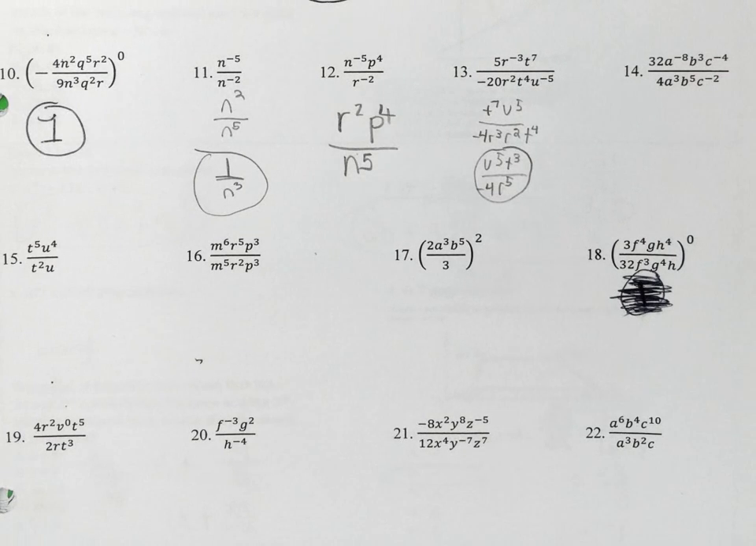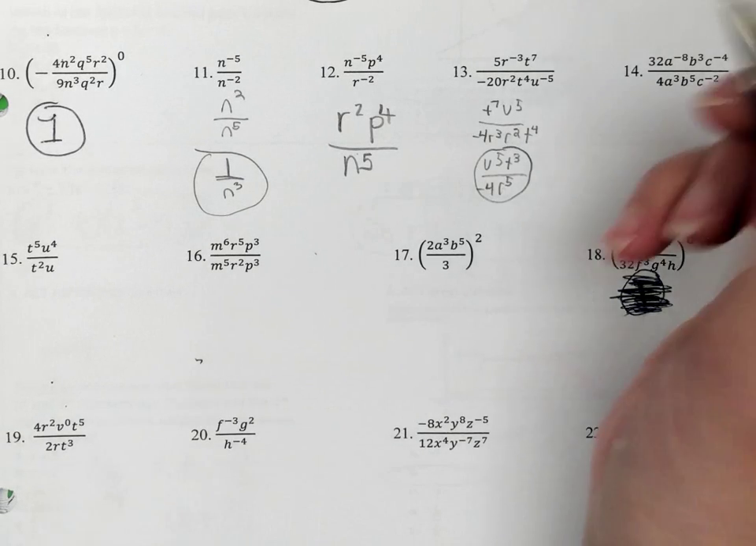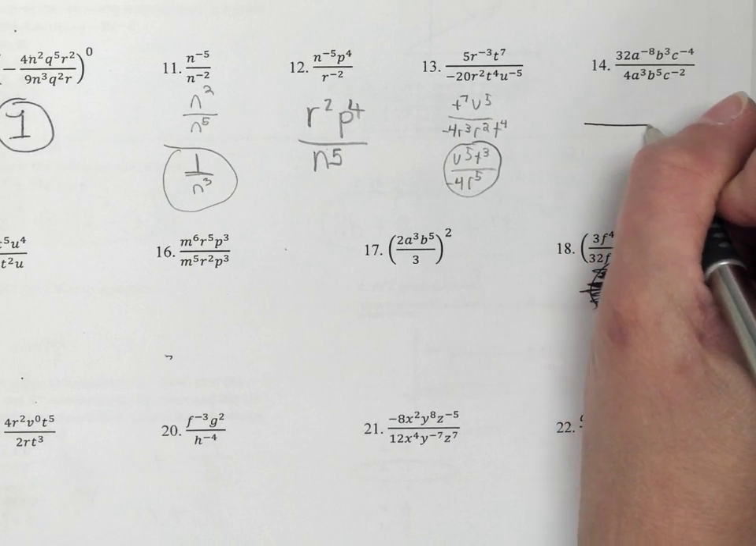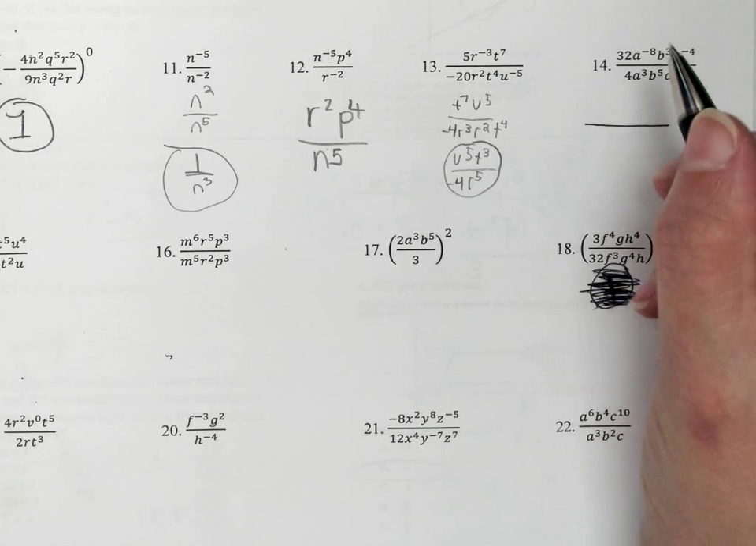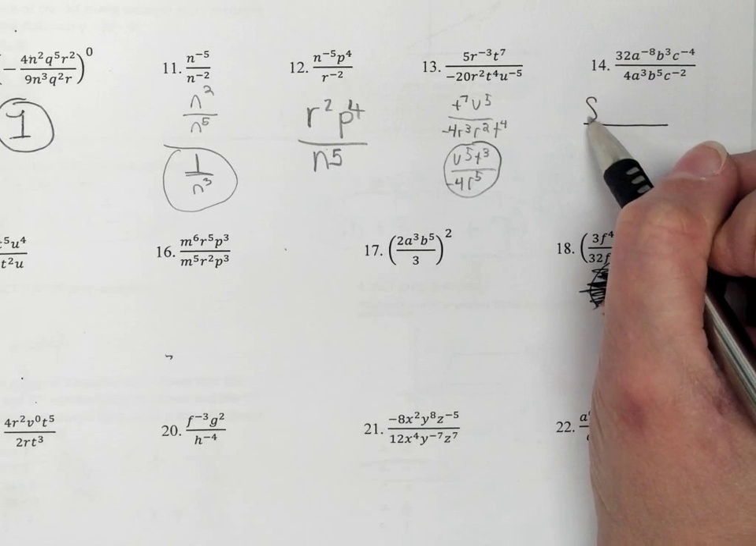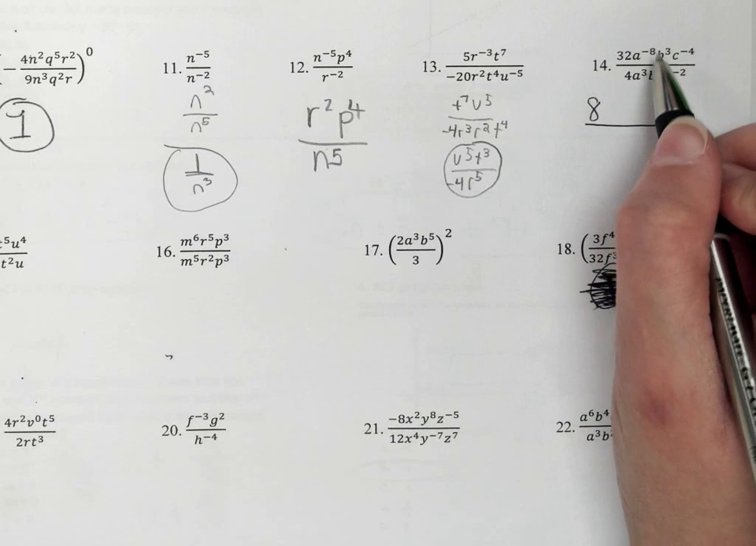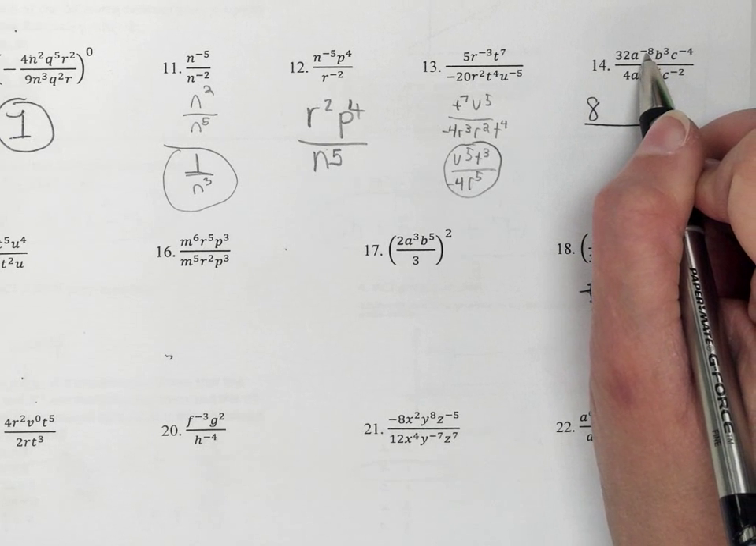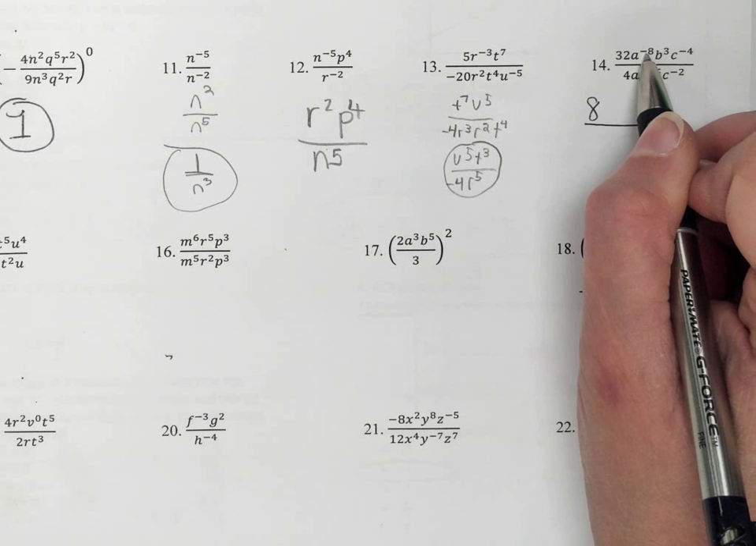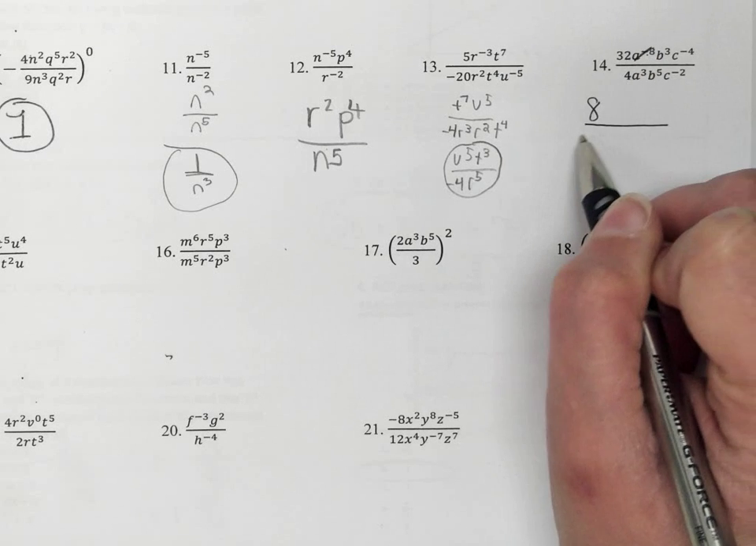All right, y'all want to do 14 together? We'll do 14. All right, what's 32 divided by 4? 8. Where's the 8 go? Where's the bigger one? Top. All right, is this negative 8? It's negative, right? Where does it go to make it positive? On the bottom.